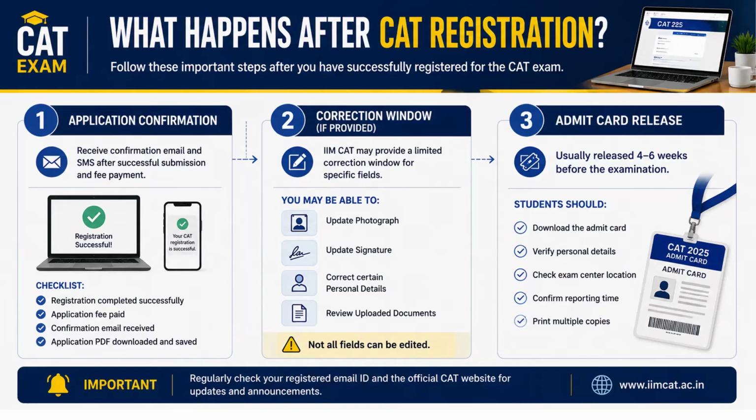Then on November 4th, your admit card will be there. So you can download the admit card and you can keep multiple copies of it. You can verify all the details are mentioned correctly on your admit card. Right? Exam center location also you can check on the admit card. And this admit card usually comes 4 to 6 weeks before the examination. So it will be precisely, I think, November 4 when you will receive your admit card, right?